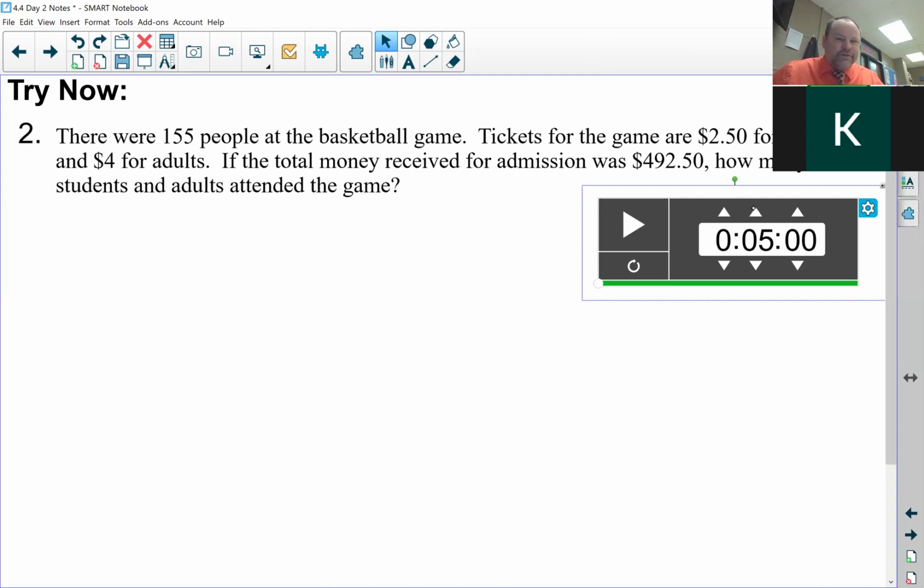So there were 155 people at a basketball game. Tickets for the game are $2.50 for students and $4 for adults. The total money received for admission was $492.50. How many students and adults attended the game?